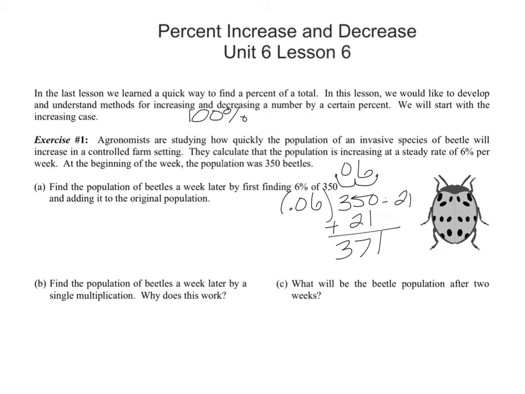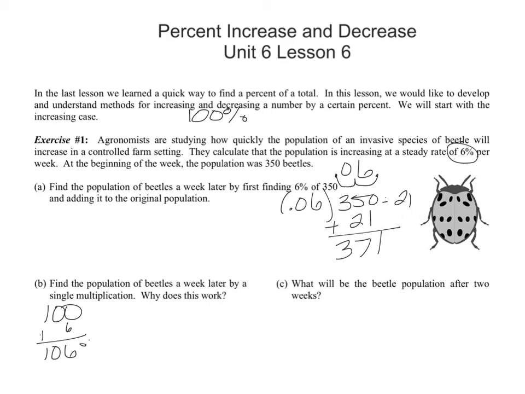For B, I want to show you how you can do that in all one step. Find the population of beetles a week later by single multiplication. Why does this work? Remember I said that on week 1, my 100% is 350 beetles. But I want to take that 100% and each week I want to increase it by 6%. So I'm going to add that 6% right there. And you can do that, it's easy mental math. So really, I have 106%.